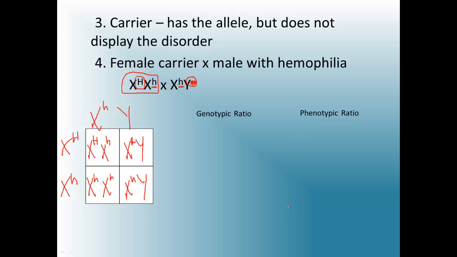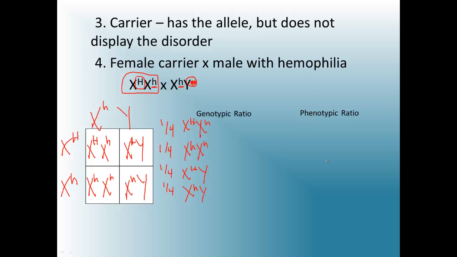My phenotypic ratios are also going to be different because I've got female, female, male, male, and they're all different. So they're all going to be, in this cross, a 1/4 chance. So we have a 1/4 chance of a female who is a carrier, meaning that she doesn't have it. We've got a 1/4 chance of a female with it. We've got a 1/4 chance of a male without, and a 1/4 chance of a male with, okay?